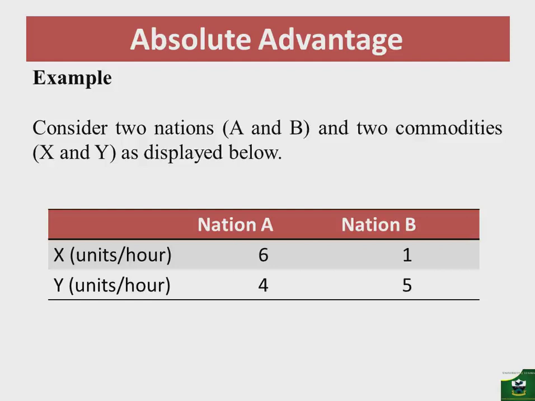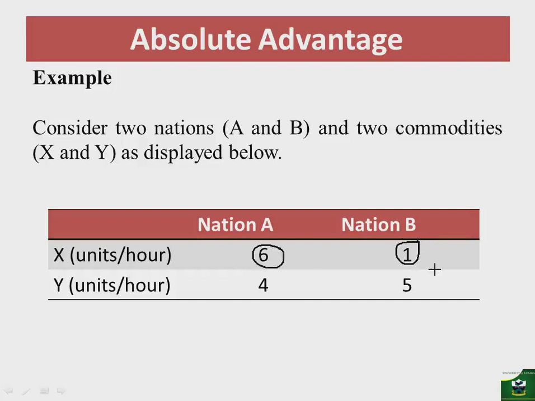Clearly, you will see that both nations are endowed with the same resource and they are using an hour. So each nation has 1 hour to produce the given items. If you look at commodity X, you will see that in an hour, nation 1 will produce 6, while nation B will produce 1.